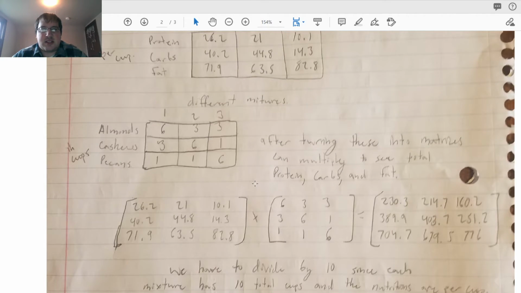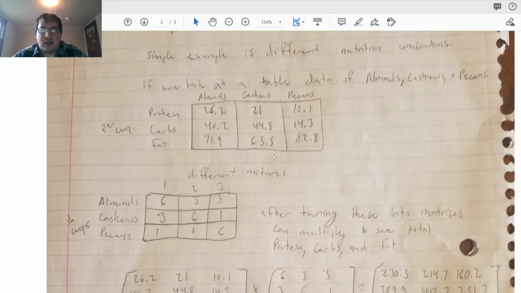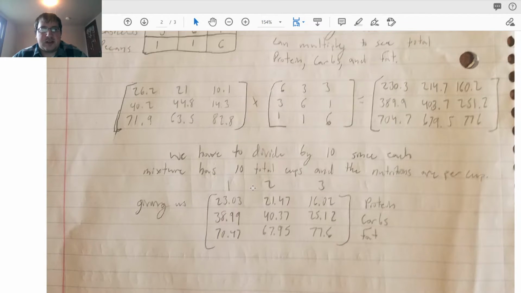All right. So this is an example for nutrition, but again, same with like the other thing, these similar steps can be used for all sorts of different things.